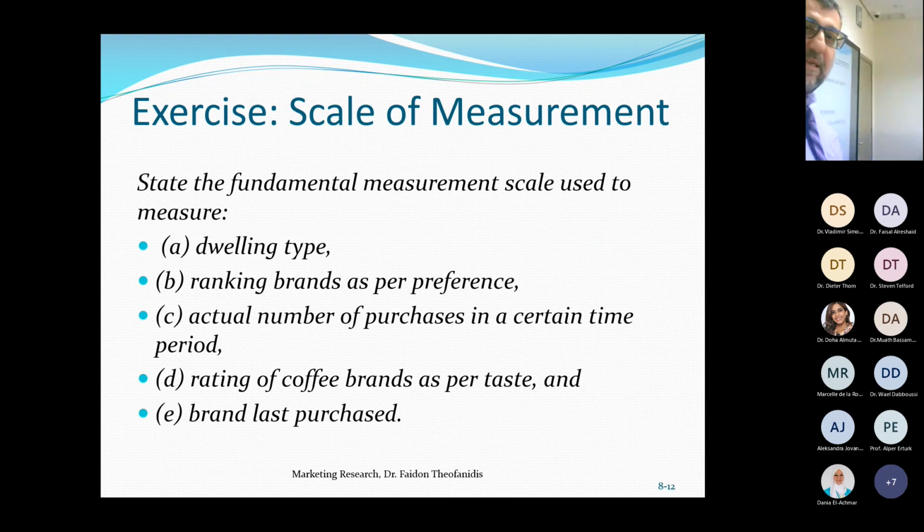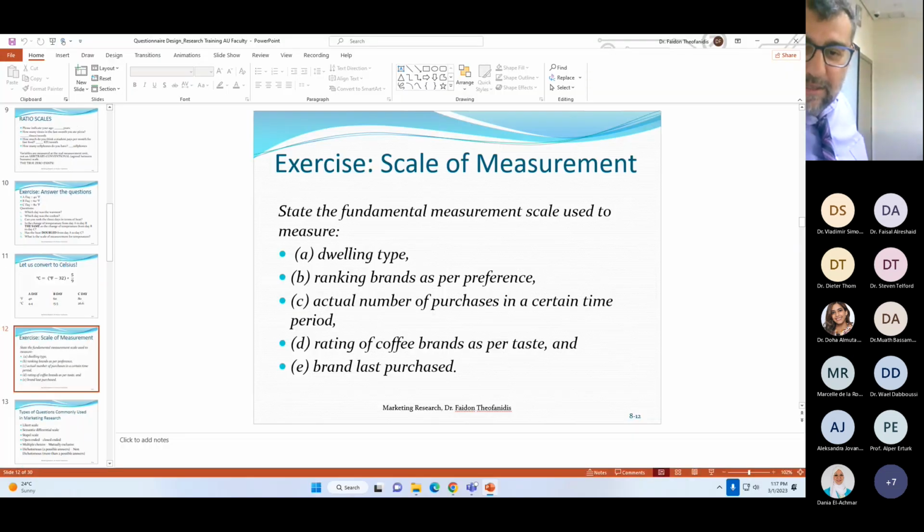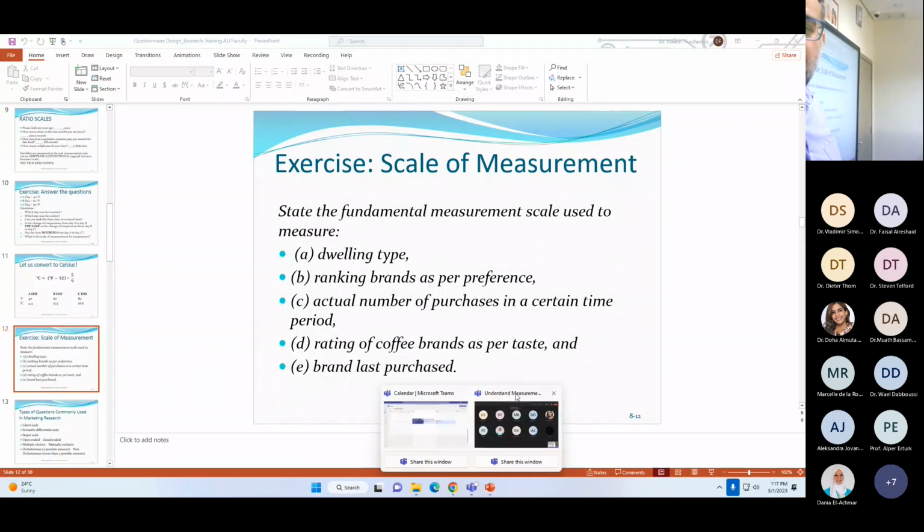Another exercise to make a kind of review. State the scale of measurement used to measure dwelling type. Dwelling type is accommodation type. So, for example, I can say I live in a flat, or I live in a villa, or I live in a castle, I live in a tent. So this is what scale of measurement? Nominal, ordinal, interval or ratio?